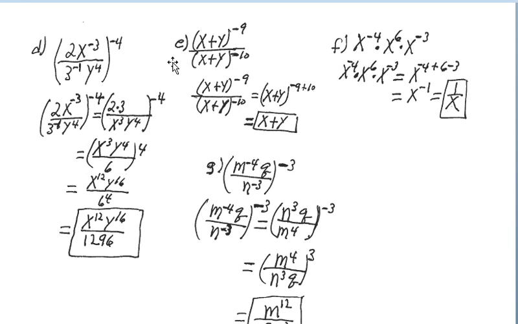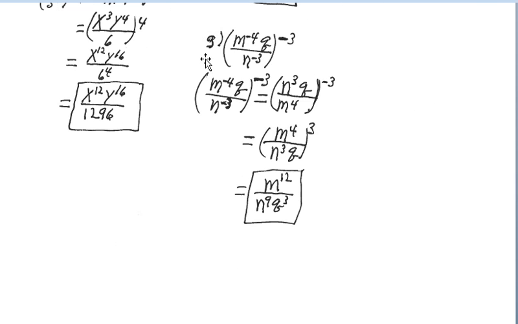Then to F, we have x to the minus 4 power times x to the 6th power times x to the minus 3 power. In this case, we have powers being multiplied. We're multiplying powers that have the same base. So we keep the base, which is x, and simply add the exponents. Therefore, this becomes x to the minus 4 power plus 6 power minus 3 power, which gives us x to the minus 1 power, which by definition is 1 over x.